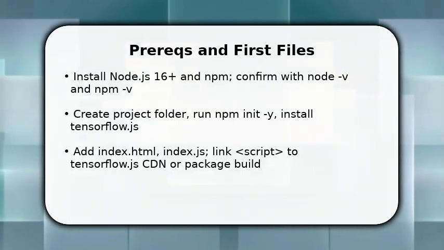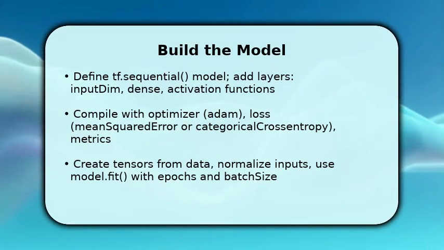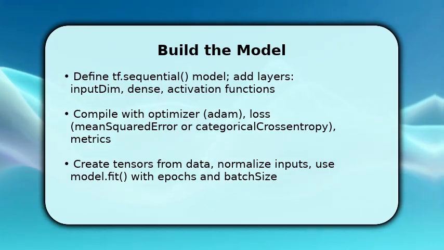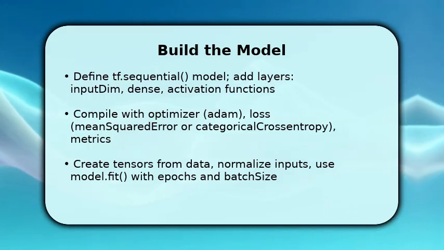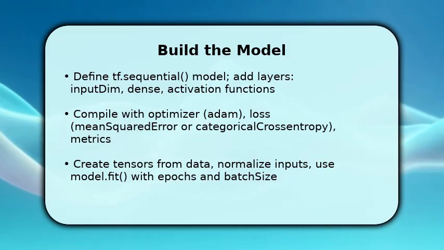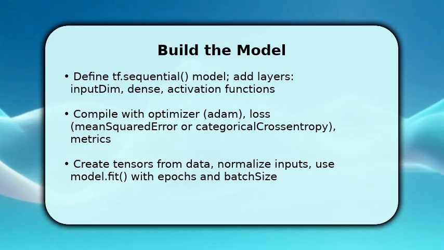You now construct the neural network and data pipeline. Start with tf.sequential. Add dense layers with units and activation like ReLU and softmax. Specify input shape on the first layer so tensors align. Then compile using an optimizer such as Adam and a loss appropriate to your task. This tells training how to update weights.